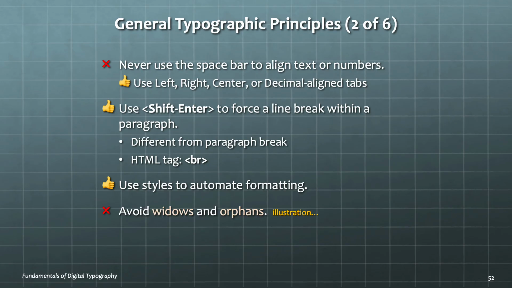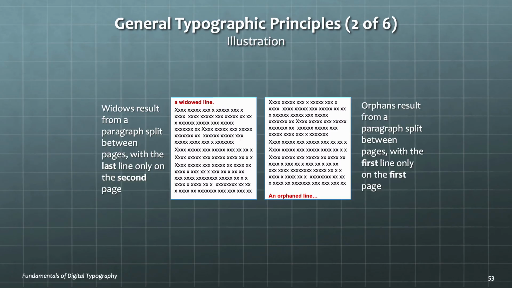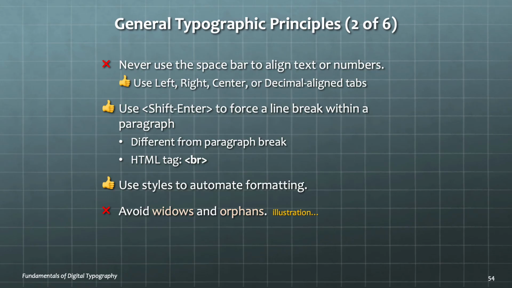Avoid widows and orphans. Let me show you what those look like in practice. Here's an illustration of the concept of widows and orphans. In the case of widows, a paragraph is split between pages, with the last line only on the second page. In the case of orphans, the paragraph is split between pages with the first line only on the first page. Unless you've changed it, you'll already be avoiding widows and orphans by default in Microsoft Word. For web pages, you need to control widows and orphans manually using layout strategies and CSS.